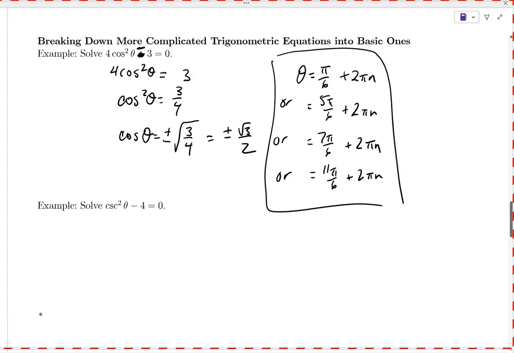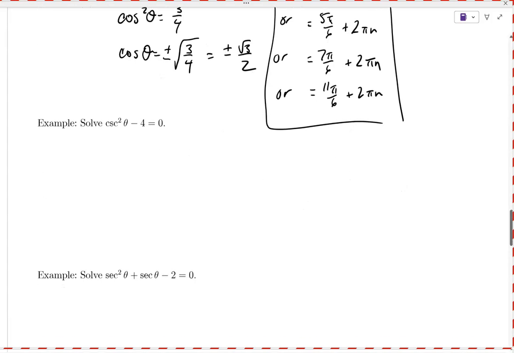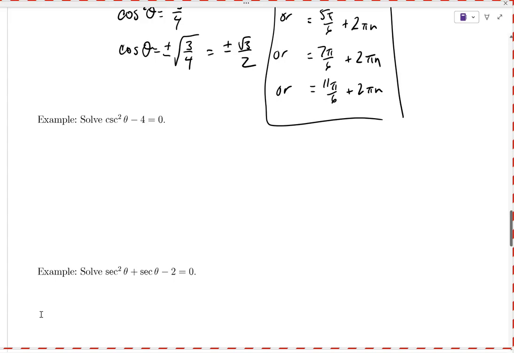Well, see if you can do the next one. That cosecant squared minus 4 equals 0. Work on that one for a minute or two, and we'll chat about it.